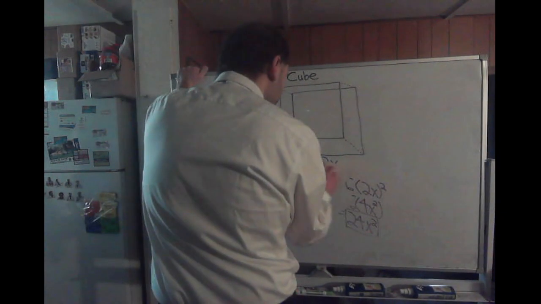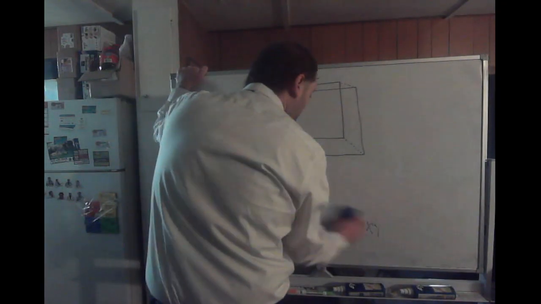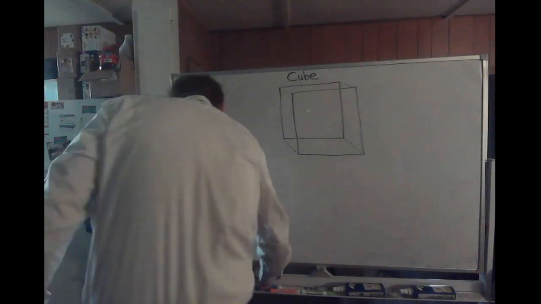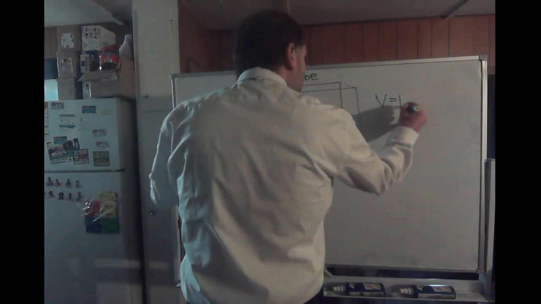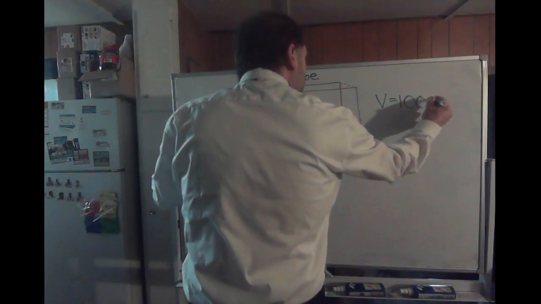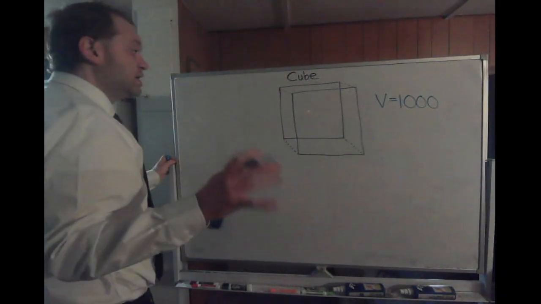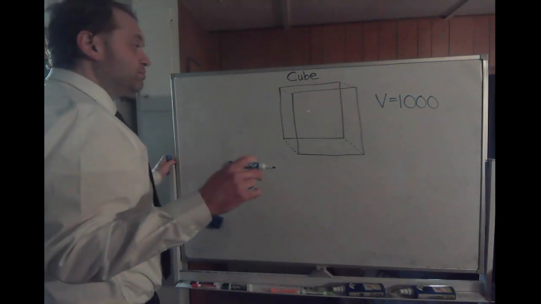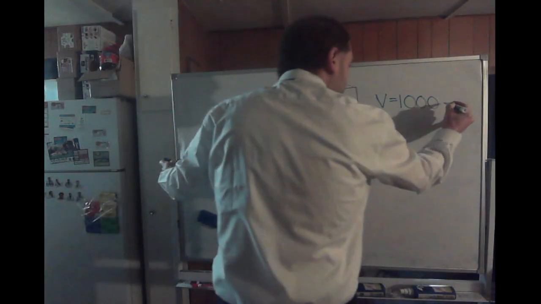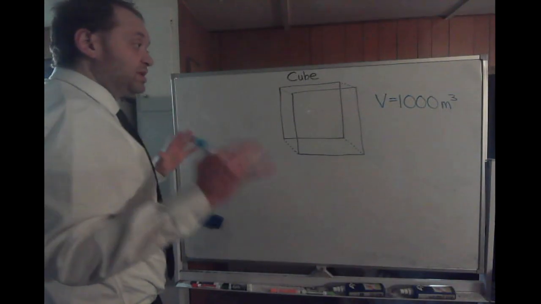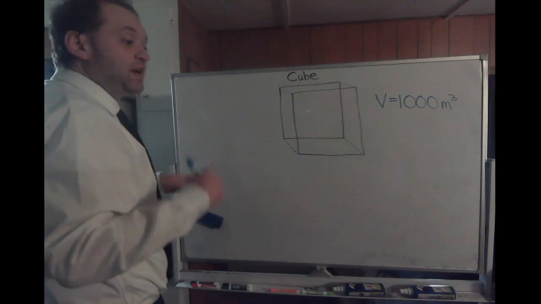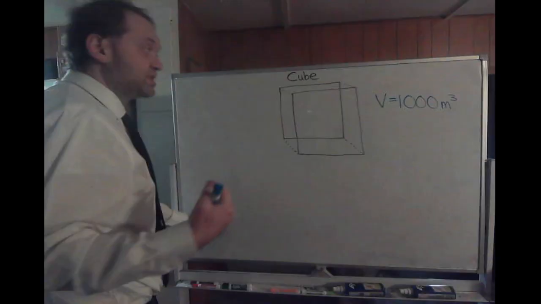Alright, we're going to change this up a little bit with the cube. We're going to work backwards a little bit. This time, we have the volume equals 1,000 cubic units. So the volume, we'll say 1,000 meters cubed. I'll put a unit on it to make it easier. So the volume is 1,000 cubic meters. We need to find the length of the side and then the surface area.